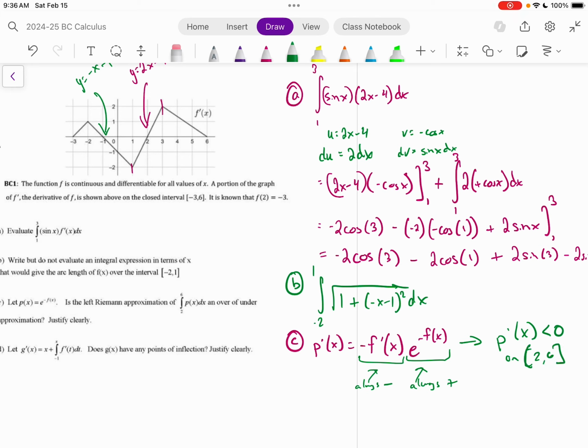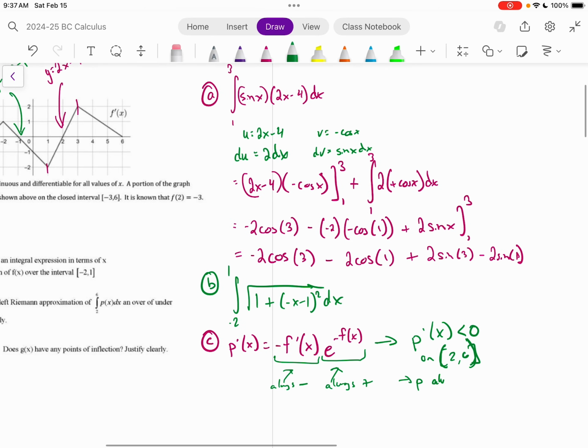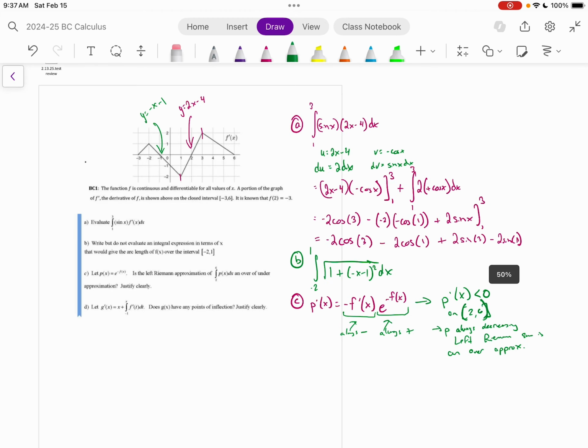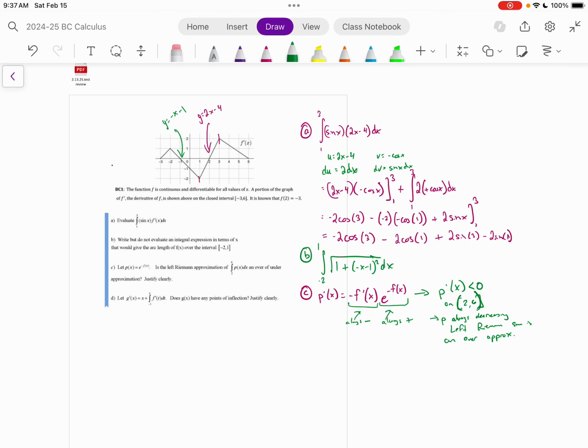Well, I guess I really mean 2 to 6 on 2 to 6, right? Therefore, P is always decreasing, and the left Riemann sum is an over approximation for a decreasing function. Over approximation for a decreasing function, right? And you should be able to reason that out.